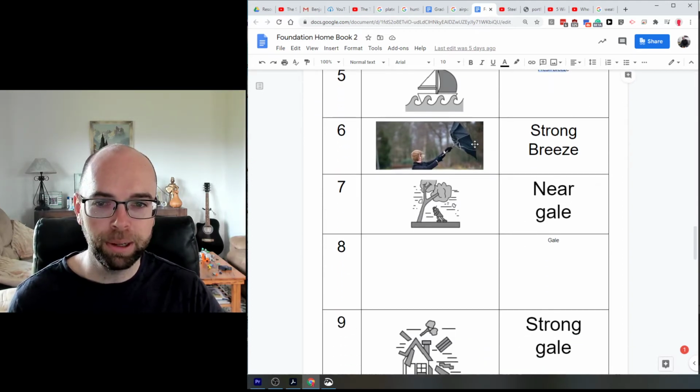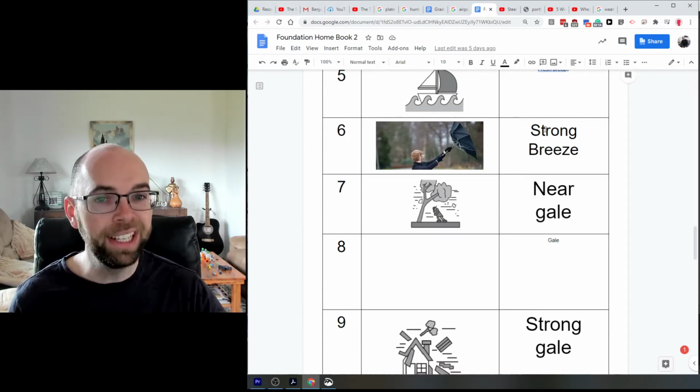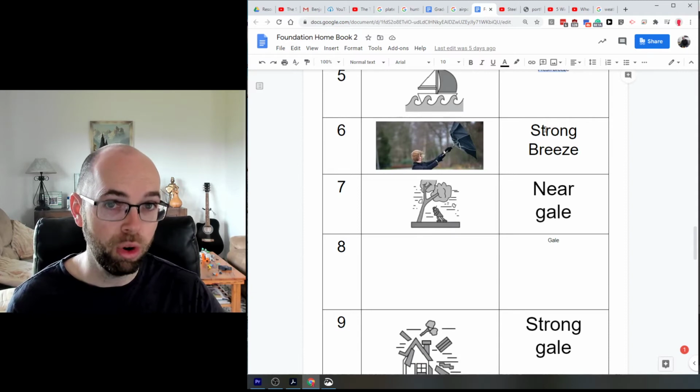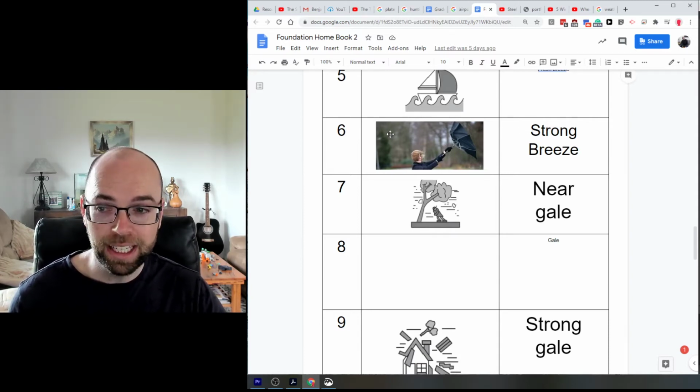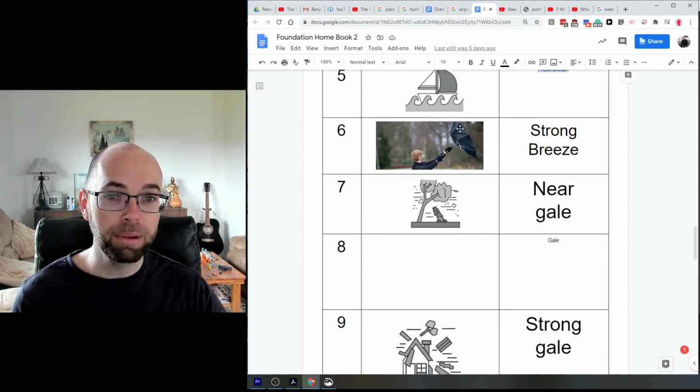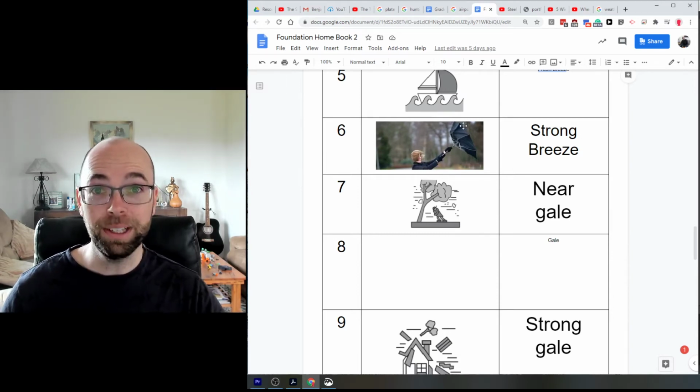Okay, after fresh breeze, we're getting bigger now. Here is a strong breeze. The wind is starting to get really strong now. Now, when it gets this strong, it's actually strong enough that it can turn people's umbrellas inside out. Has that ever happened to you?